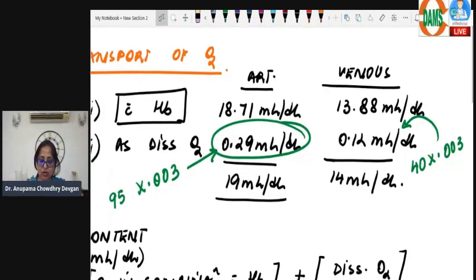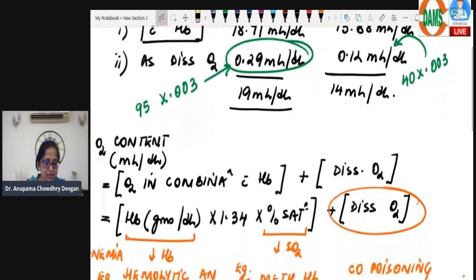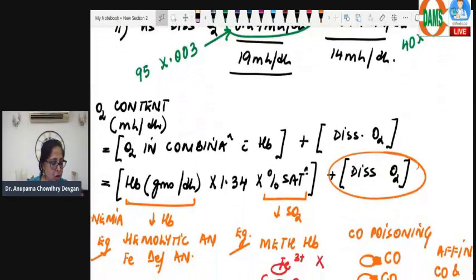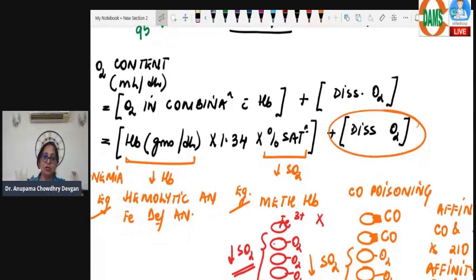Okay, let's have a look at the transport of oxygen. Majority of the oxygen is transported in combination with hemoglobin. Dissolved oxygen is just a fraction of the total. How do you see the oxygen content? Oxygen in combination with hemoglobin plus the dissolved oxygen. What is the oxygen in combination with hemoglobin? This is hemoglobin in grams per deciliter into 1.34 into the percentage saturation plus the dissolved oxygen.